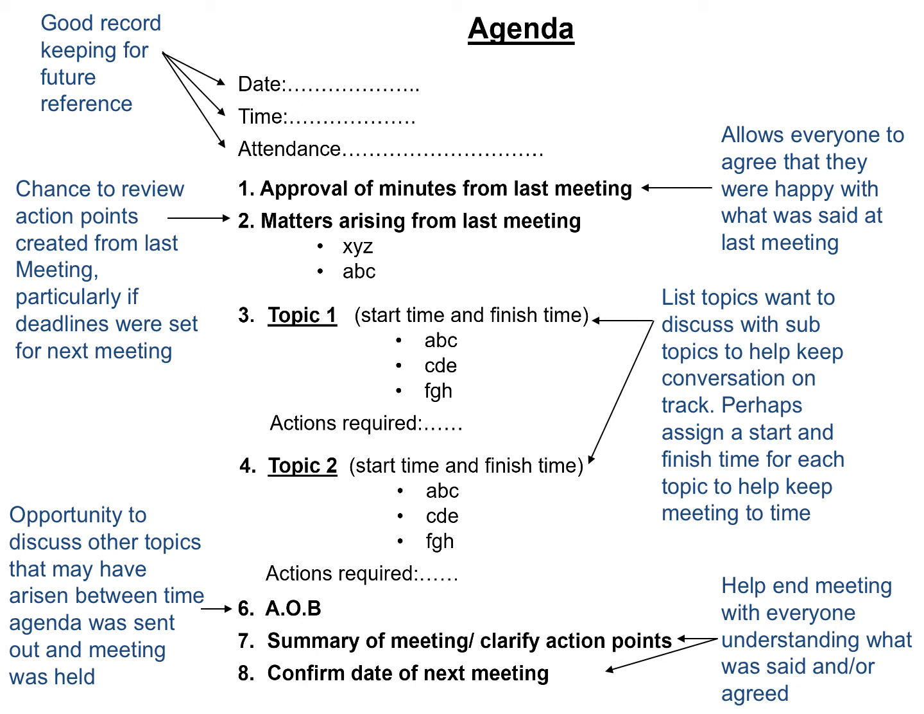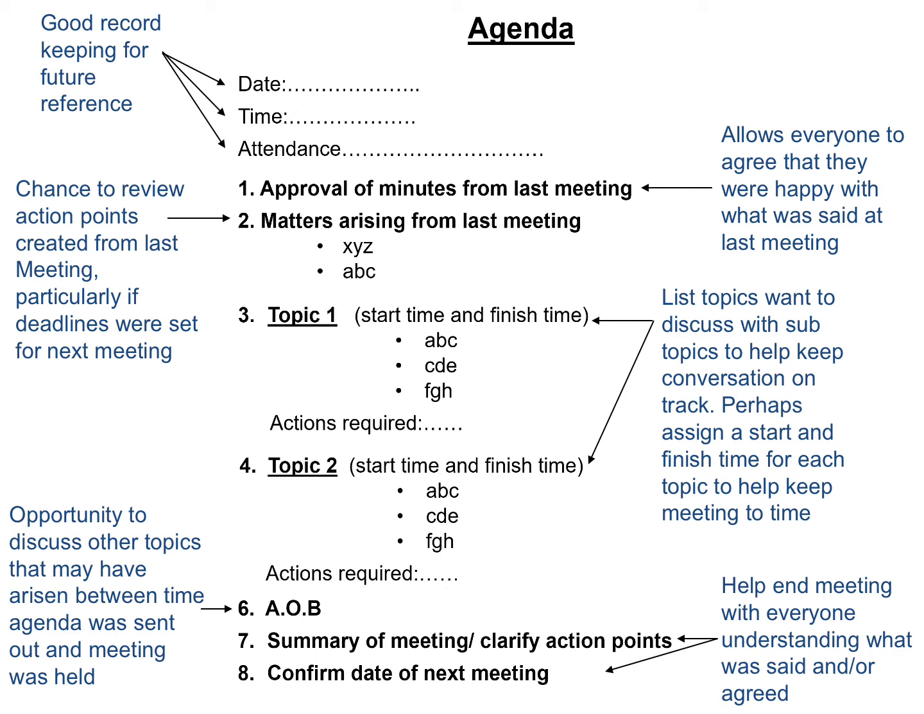Then what you can do is start listing the topics you want to discuss. Perhaps if time is really short, you can assign a start and finish time for each topic so that you know each of those topics are going to be addressed during your meeting. And you could go one step further and perhaps have subtopics under that main topic as well. Again, just to help you make sure that you cover what you want to cover in your meeting.